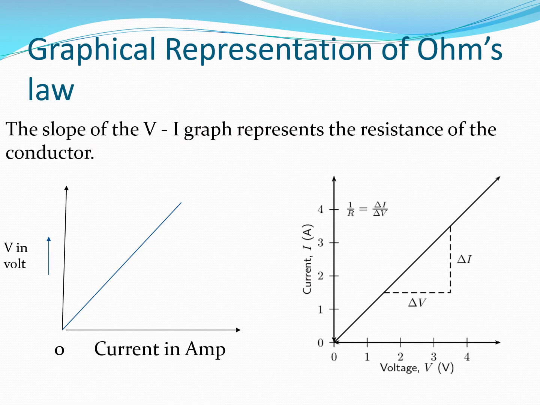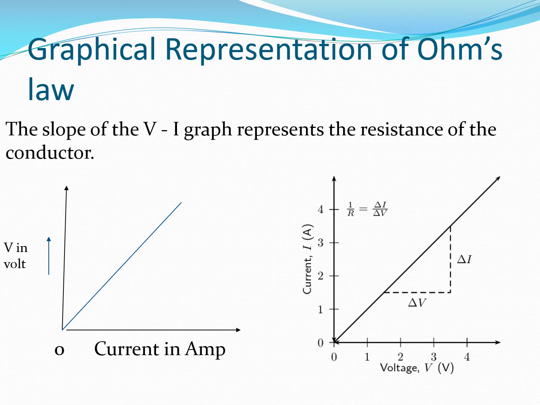Now the graphical representation of Ohm's law. If you plot VI, what is the meaning of V? Potential difference, voltage. And what is I? I is current. If you plot a VI graph, then you will get a graphical representation of Ohm's law. How do we draw the graph? We can plot voltage along the vertical axis, that is the y-axis, and current on the x-axis.